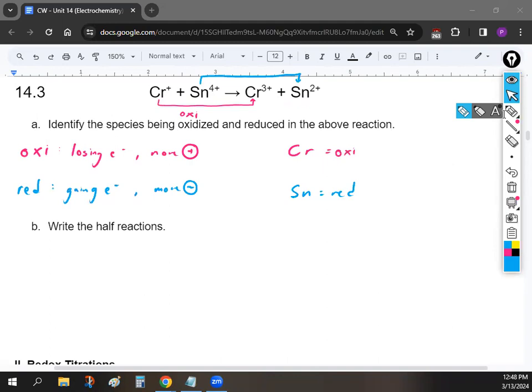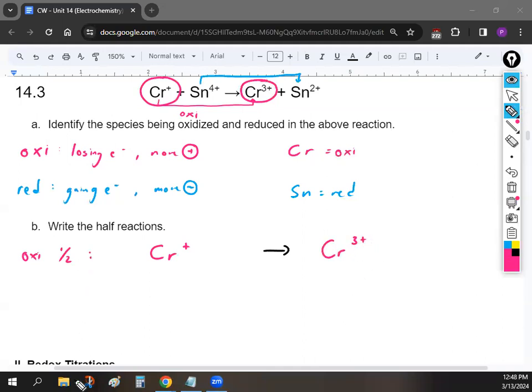Hopefully not too bad. Okay, so we talked about half reactions at the very end. So let's talk about the oxidation half reaction. This is where we just look at the species being oxidized and we just write down what's happening in terms of electrons. Okay, so we got Cr, and what we're going to do is draw an arrow. And then we're going to write down what it becomes for the product side. So Cr3+.